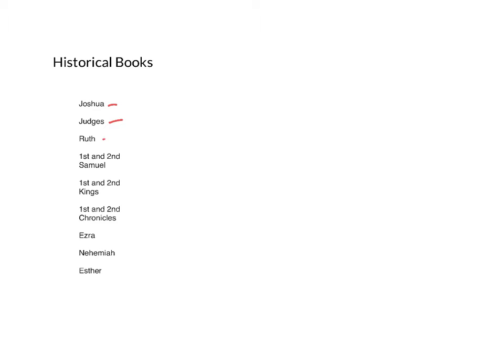Then you have this interesting little book of Ruth, which is sort of a parenthesis put in there to explain about the ancestry of King David and ultimately Jesus, the Messiah. And it's just a sweet little story about a woman named Ruth and how she becomes part of the family.